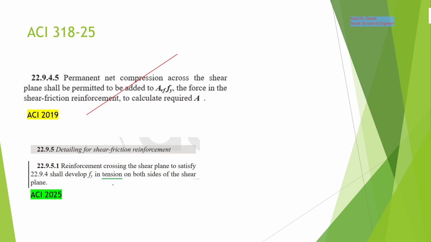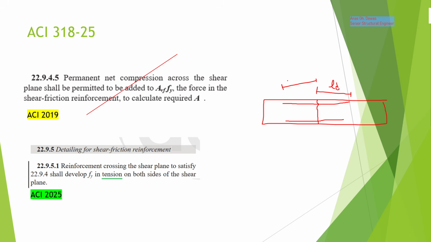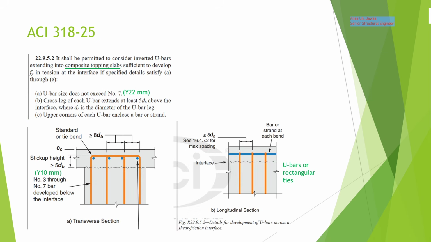As I said before, let's assume that I have a section in the raft, and here we have a construction joint, and here we have bars passing the construction joint. When you perform the shear friction calculation, you have to make sure that the reinforcement will develop the development length on both sides of the shear plane, because if we have bars here and we have out of plane shear, this shear will cause a tension inside the bars. That's why we must develop these bars in tension.